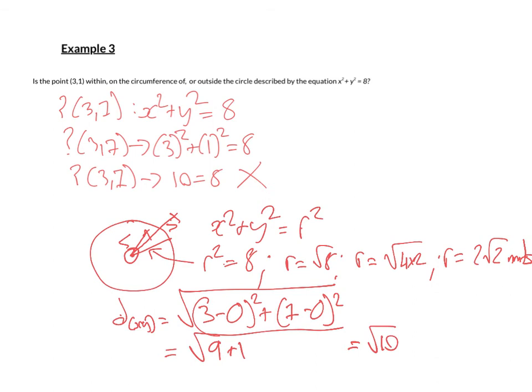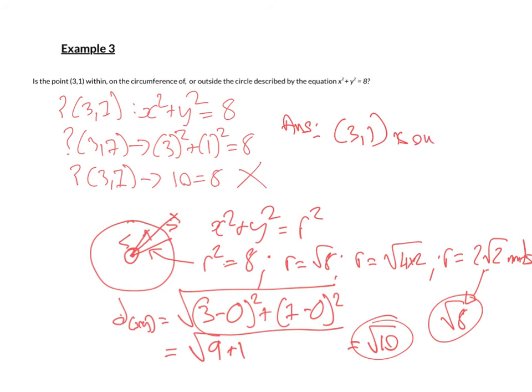So is root 10 bigger or smaller than 2 root 2? Okay, so to be able to do that more easily, let's turn this back into what we knew it was, which was root 8. It's much easier to compare them. So is root 10 bigger or smaller than root 8? It's obviously bigger than root 8, so our answer, which we'll put up here, is 3, 1 is outside the circle. Okay, and that's how we do that question.